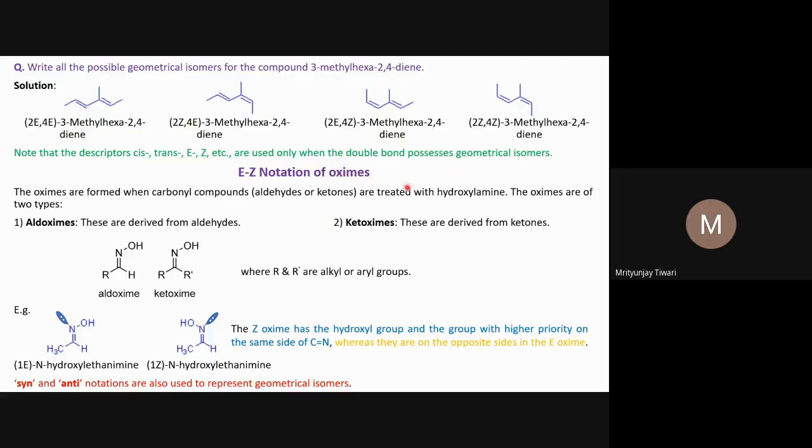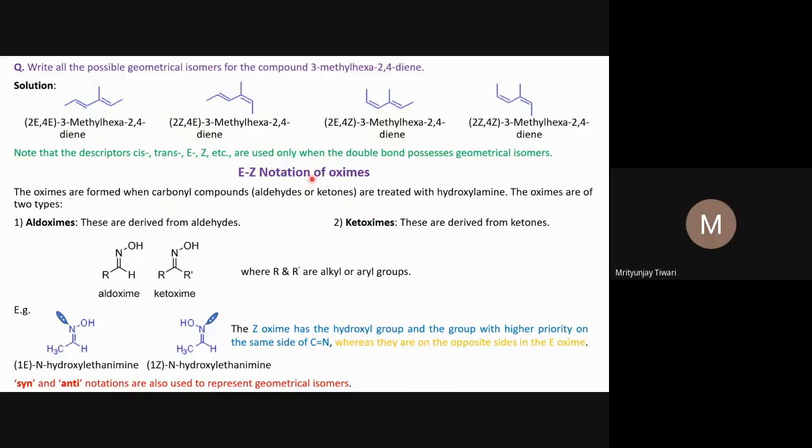Now let's see the E/Z notation of the oximes. This will be the last topic for this class. We have seen examples of oxime, nitroso and oxime tautomerism earlier, so we are familiar with the term oxime. Oximes are formed when carbonyl compounds, which are aldehydes or ketones, are treated with hydroxylamine. Hydroxylamine is NH2OH. When these are treated with NH2OH, we see the formation of oximes.